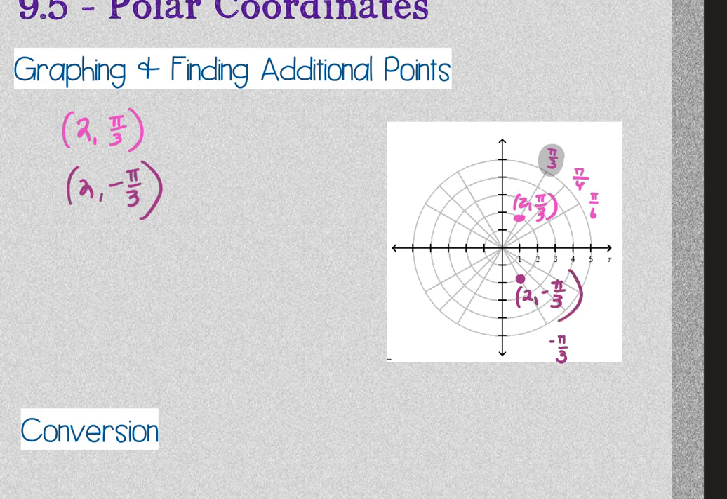And then you could also get a negative r. So let's say it's negative r and pi over 6. I would find pi over 6, which is here, but instead of going towards pi over 6 like we would normally do if it's a positive r, we go away from pi over 6, and that's where it's negative. So you just got to make sure you know how to plot any kinds of points, any combinations there.